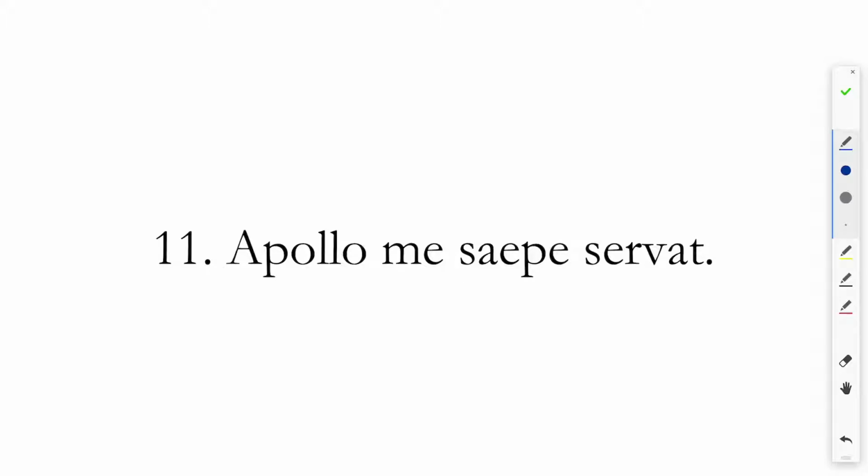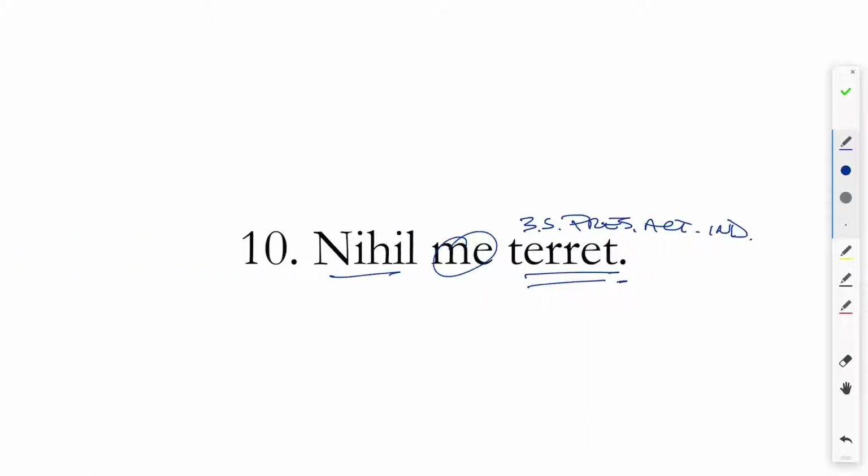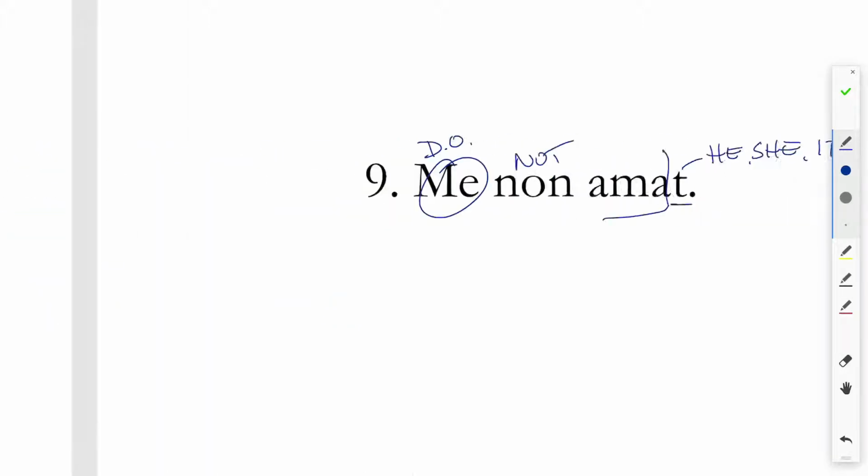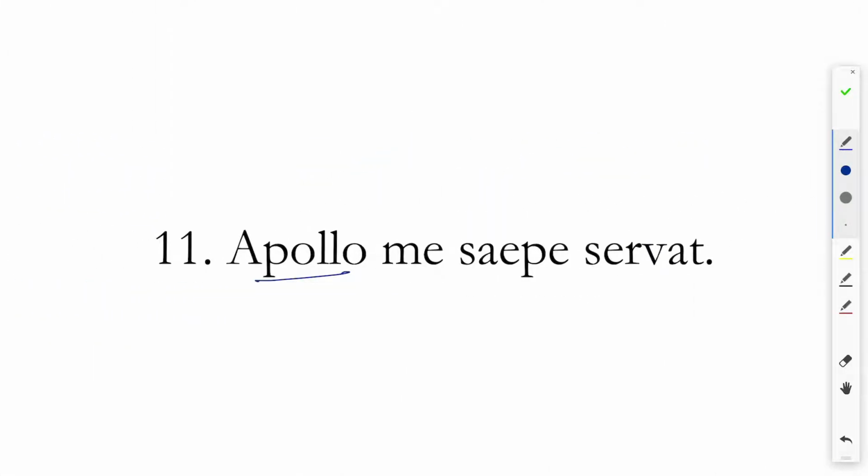Number 11, Apollo me saepe servat. Notice we're getting a little more, not complicated, but a little more complex sentence. You will find very often, if the subject is going to be expressed, like Apollo, like nothing, like rumor, it will often, not always, be the first word in the sentence. And often the verb is going to be last. So if you're completely stumped on a sentence, go to Apollo, servat. Here's my subject, Apollo. Here's my verb, servat.